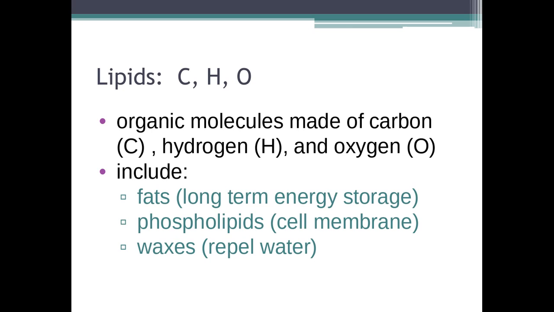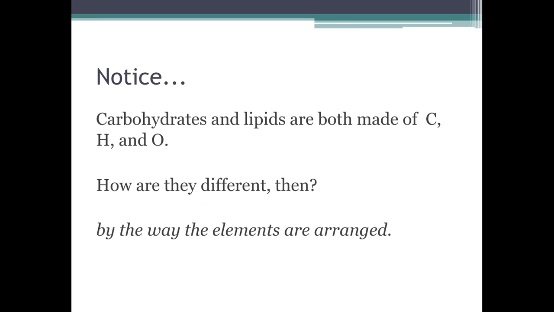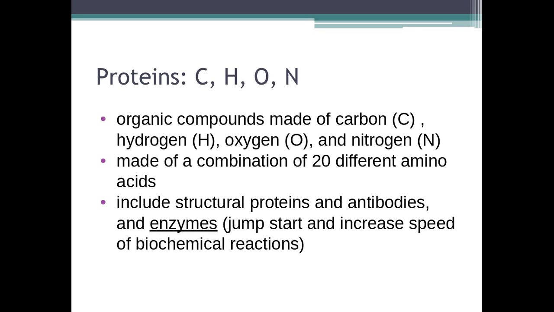Keep in mind, lipids include fats, which are one of our primary sources of long-term energy storage in the body. We've got phospholipids, which make up things like the cell membrane, and we've also got waxes, things that repel water, much like the stuff that a candle is made of. Notice what makes carbohydrates and lipids different is how the elements are arranged. Even though they're made of the same stuff, they are arranged differently. So the way that they are arranged definitely matters.